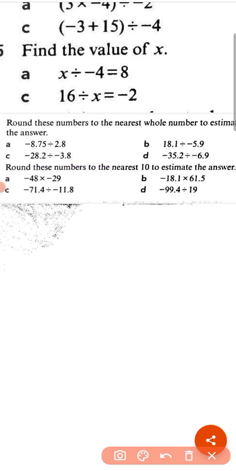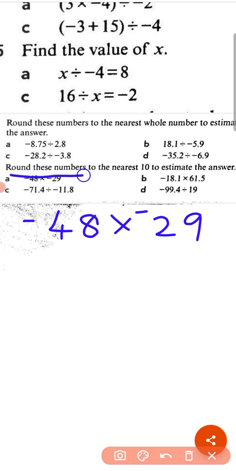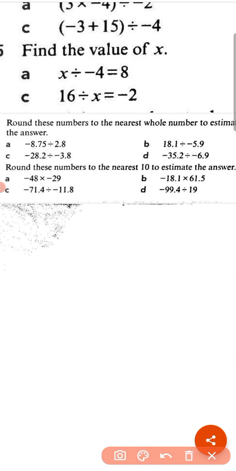Next is round these numbers to the nearest 10. Our question is negative 48 into negative 29. Here we are rounding the numbers to the nearest 10. Nearest 10 means the last digit should be a 0. Okay. Now let us do this. Negative 48 into negative 29.